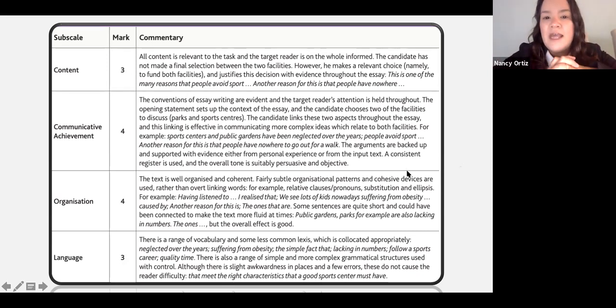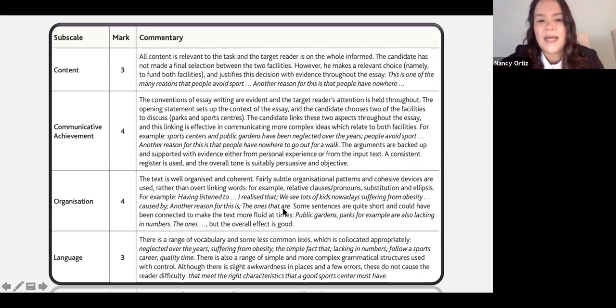The conventions of essay writing are evident and the target reader's attention is held throughout. The opening statement sets up the context of the essay and the candidate chooses 2 facilities to discuss, park and sports center. The candidate links these 2 aspects throughout the essay, and this linking is effective in communicating more complex ideas which relate to both facilities. For example, sports centers and public gardens have been neglected over the years. People avoid sport. Another reason for this is that people have nowhere to go out for a walk.